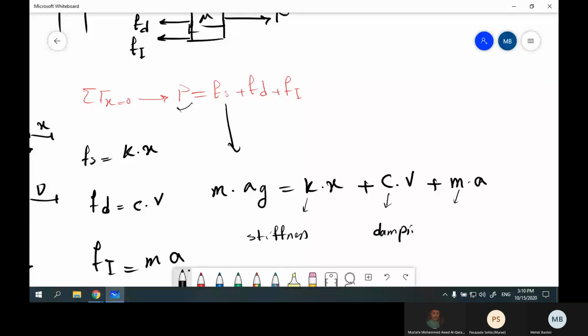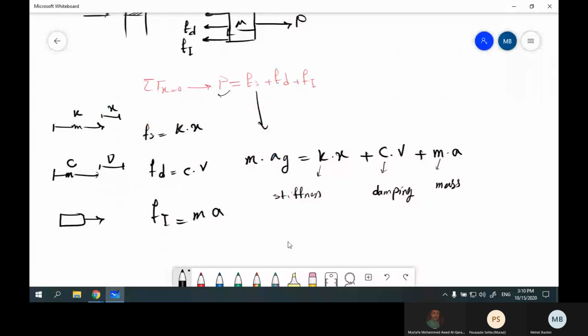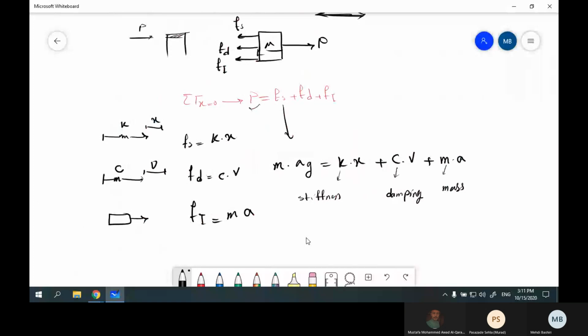So stiffness, damping, and mass. Okay, I know this might be a little complicated because it's the first time that you hear this, but I just need you to know the general concept. I'm not gonna give you examples of problems to solve or to use this. I just need you to know the general concept of equation of motion.